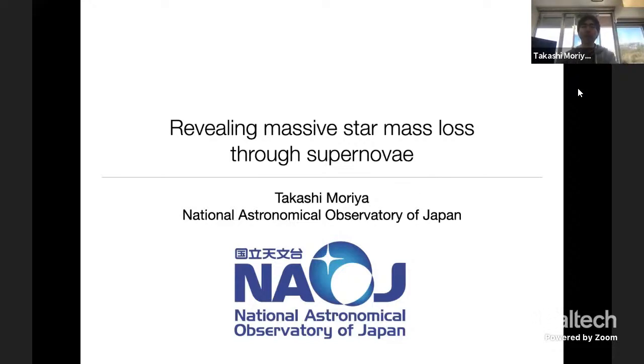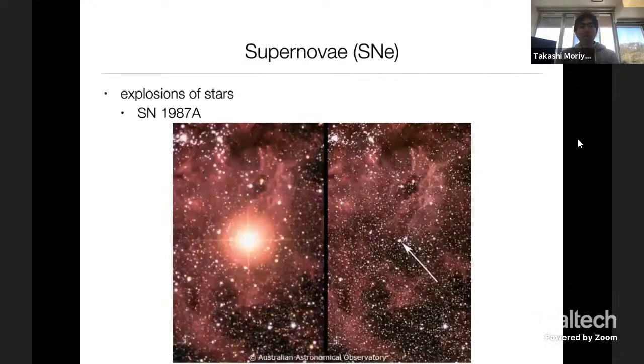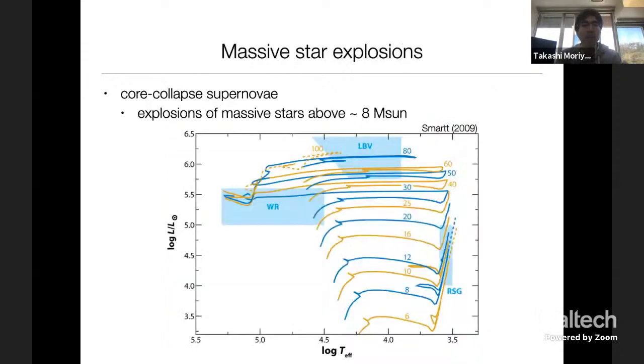Anyway, I'm going to talk about supernovae, but especially focusing on mass loss of their progenitors and what supernovae will tell us about the mass loss, especially from massive stars. So I think you know this, but just in case, to start, supernovae are explosions of stars, and this is one of the most famous examples, 1987A, and this star exploded as a supernova.